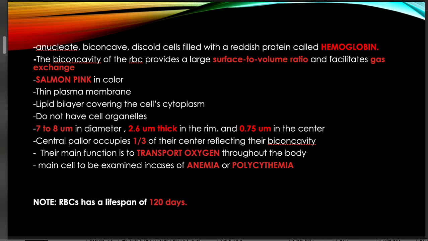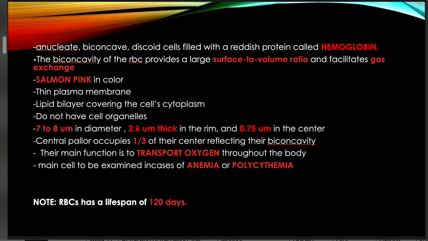Okay, so the central pallor occupies 1/3 of their center, reflecting their biconcavity. So when you imagine this, you draw it because it is biconcave, so you will see the pallor under the microscope. Their main function is to transport oxygen throughout the body. This is the main cell to be examined in cases of anemia or polycythemia.